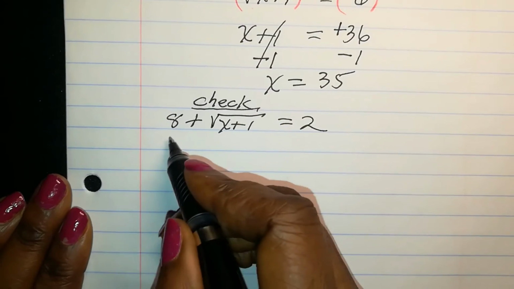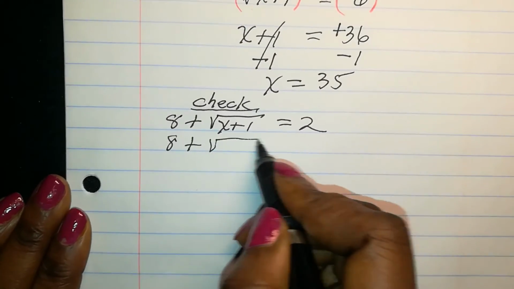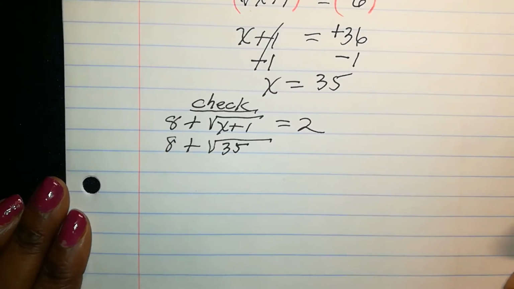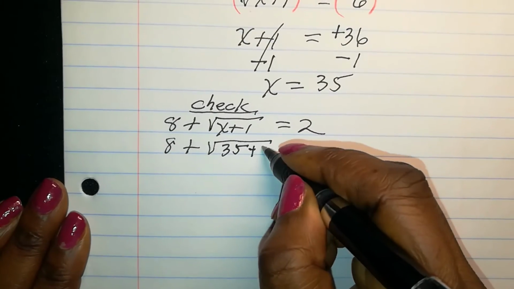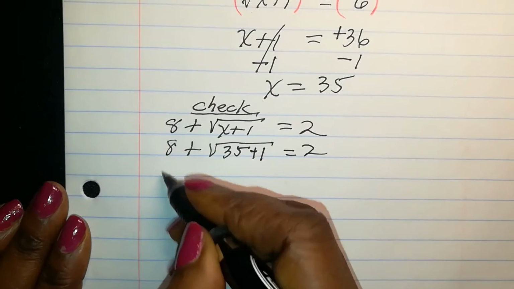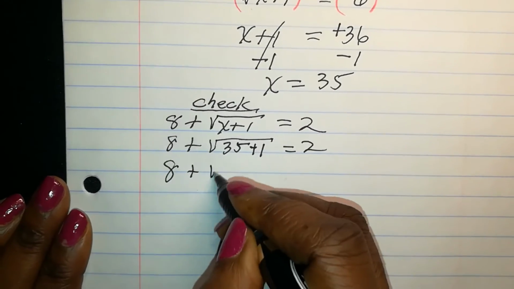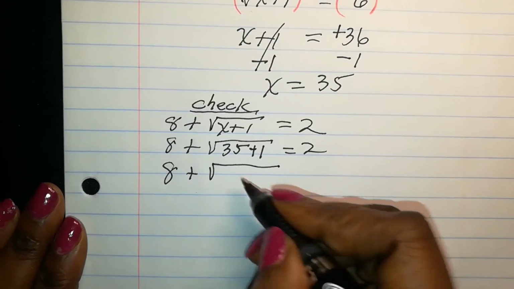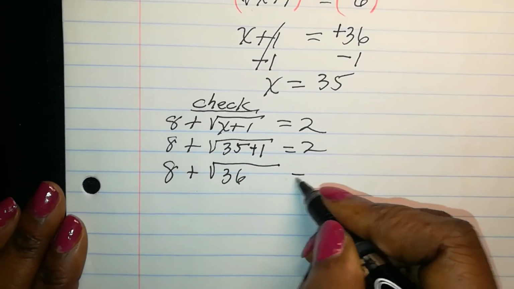Here we go. So 8 plus the radical of 35, all right, that's what it is, plus 1 equals 2. Well, let's do the work. 8 plus, what is the square root of 35 plus 1? 35 plus 1, that's 36. There it is. Equals 2.